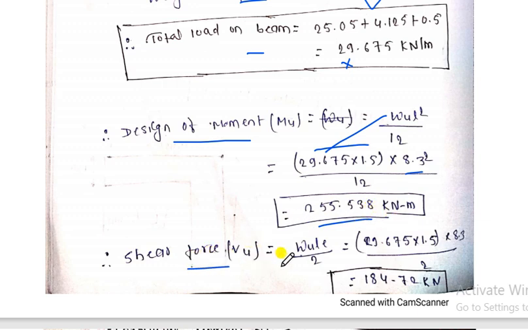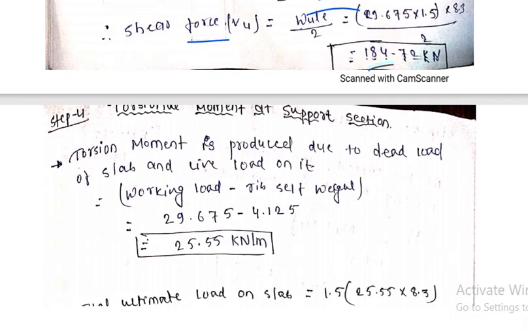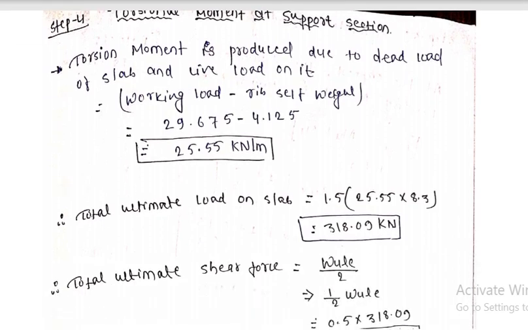Similarly we will calculate the shear force. The shear force formula is given Wu Le by 2. So here Wu, similarly the factored load, that is 29.67 into 1.5 into 8.3 divided by 2. So we will get 184.72 kilonewtons. These are similar steps to those of the vertical T beams. Now the difference is the torsional moment.